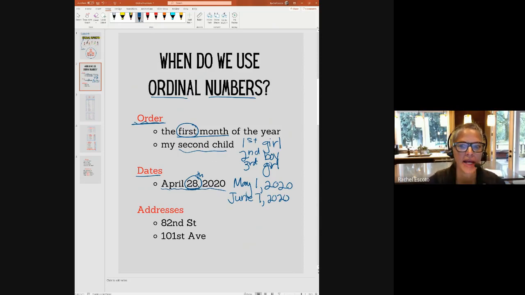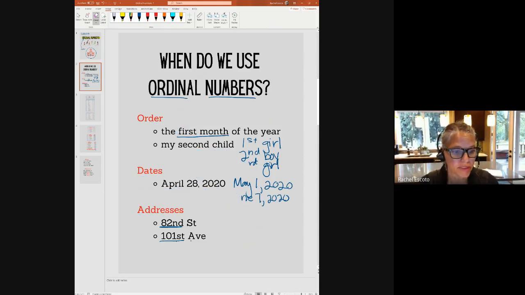And then also, last one, this is a big one. When we say addresses, this is important. When we say addresses, this here, this is not 82ND. This is 82nd Street. This is not 101 ST Avenue. This is 101st Avenue.